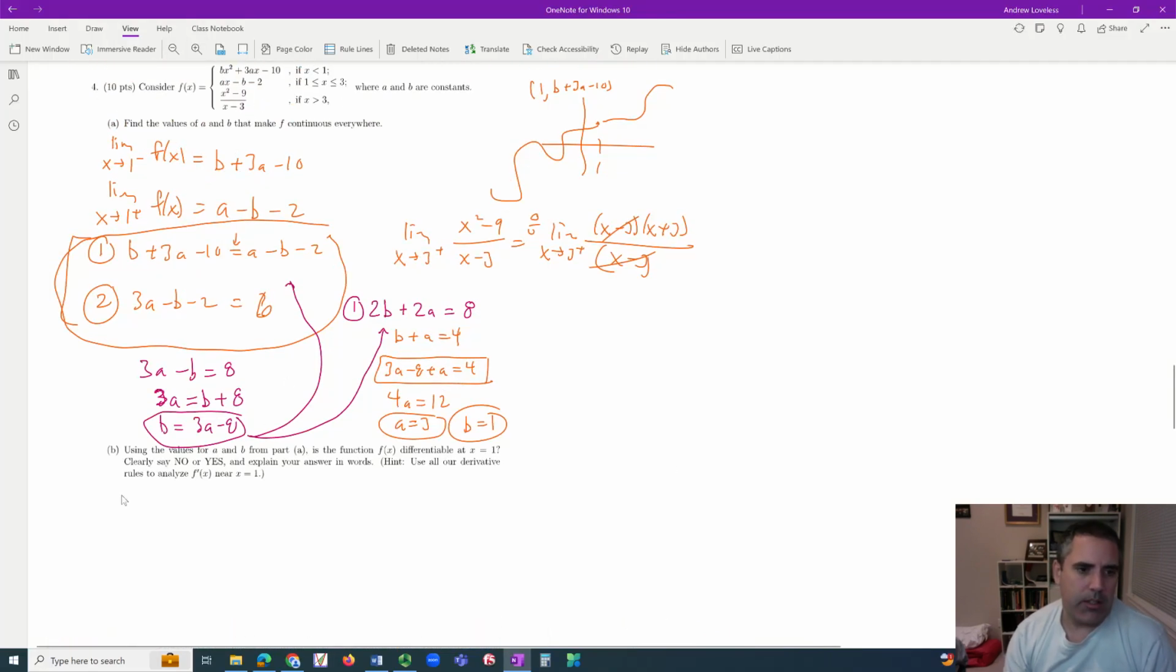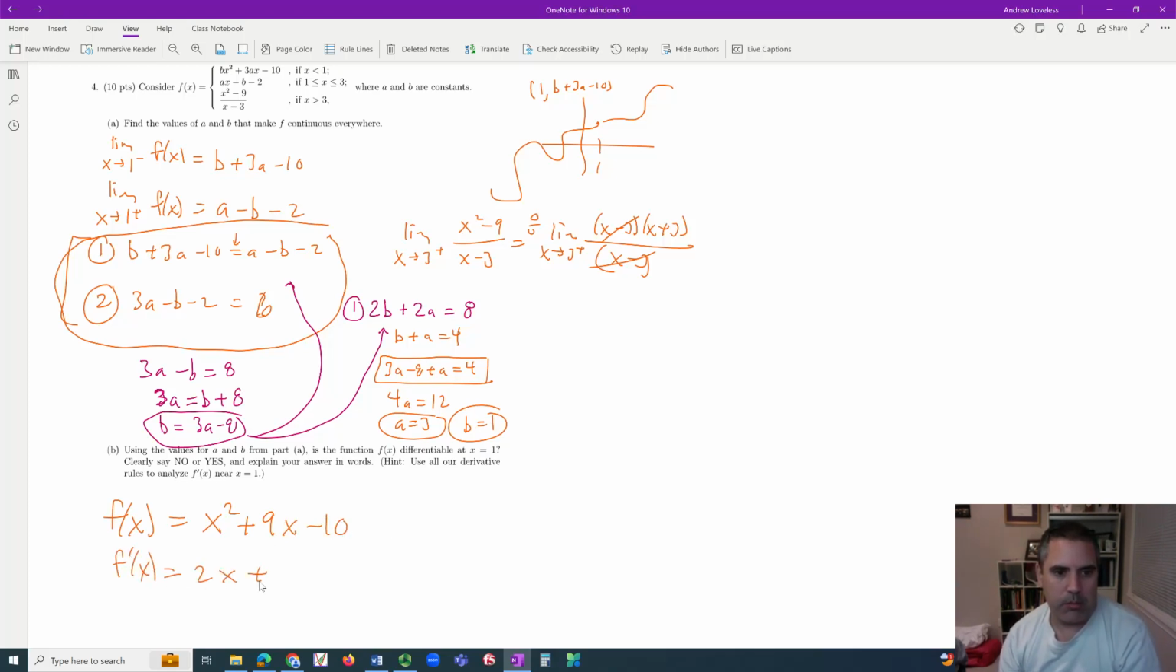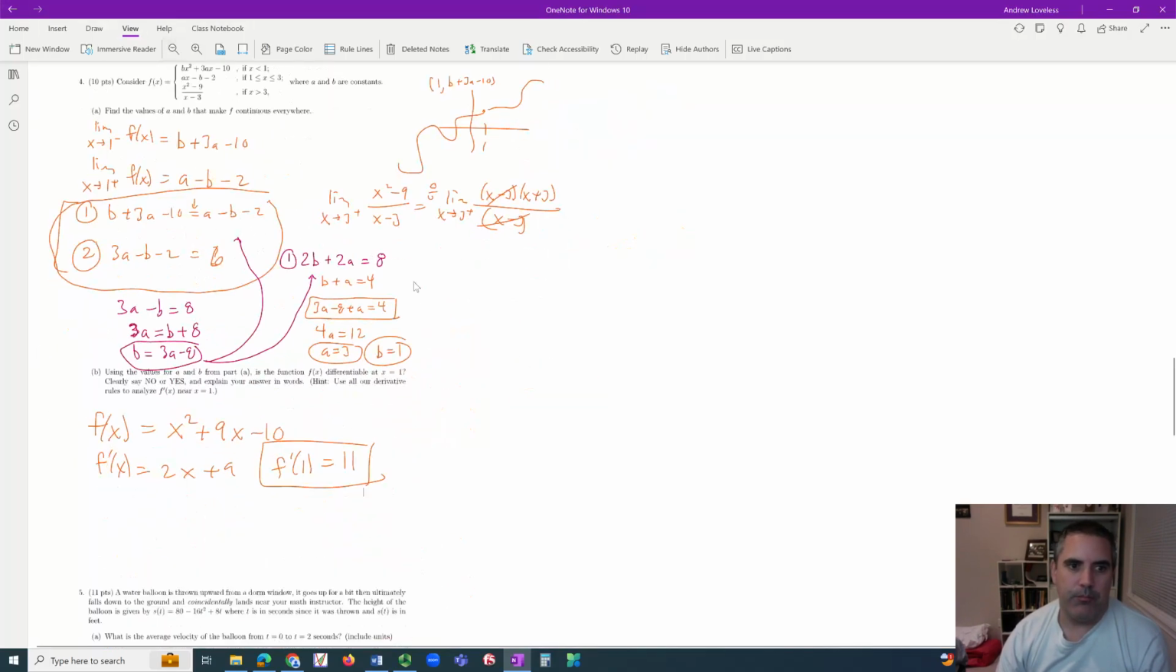Well, let's see. We now have the 2 functions. Before you get to 1 on the left, it's going to be b is 1. So x squared plus 9x minus 10. I just plugged in those numbers. So the derivative is going to be 2x plus 9. And if you plug in 1, it's going to be 11. So from the left, the slope is approaching 11.